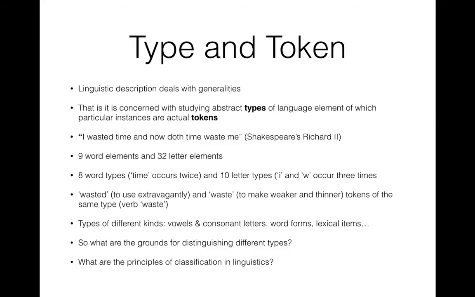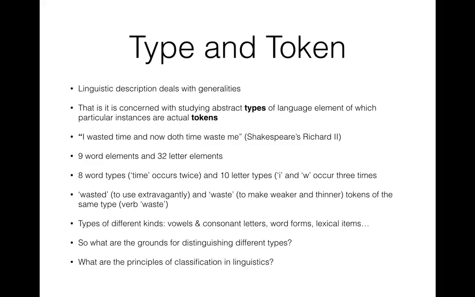Now, if you look at this quotation, how many words do you have in there? Can you count? "I wasted time, and now doth time waste me." Nine words. This concerns the word level. Now if you go to the sounds, how many letters do you have in there? You have I, W, A, S, T, etc. If you count them, you're going to find something like 32 letter elements.